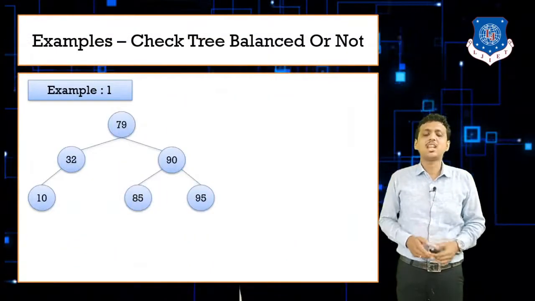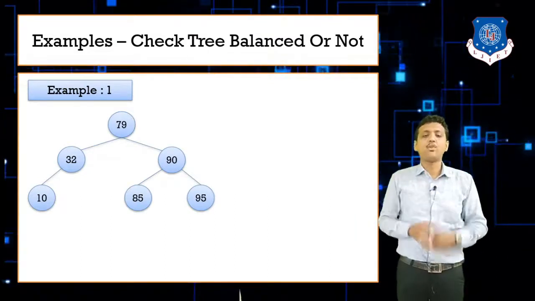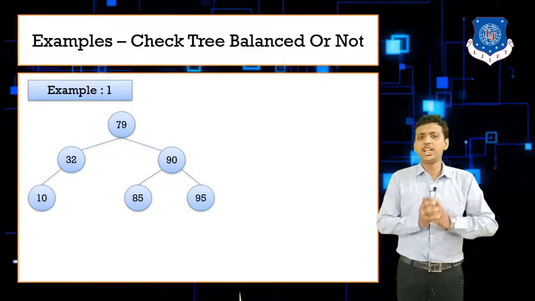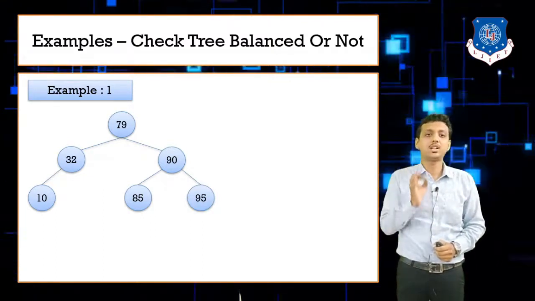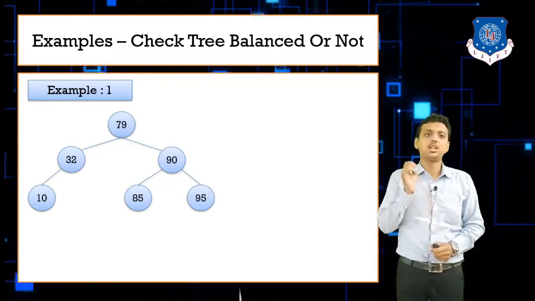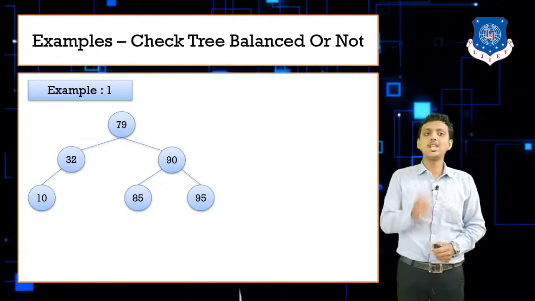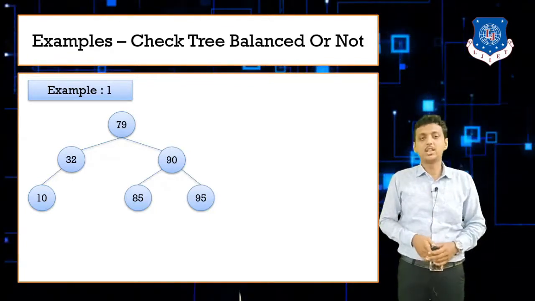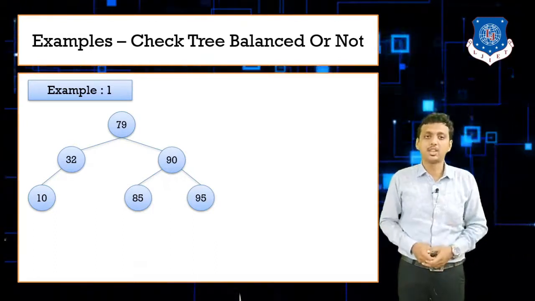First check whether a tree is balanced or not. Before performing any operation on an AVL tree, you have to find out the balancing factors of a node. If your balancing factor is greater than or equal to plus 2, or less than or equal to minus 2, then your tree is unbalanced and you need to perform some action over there.